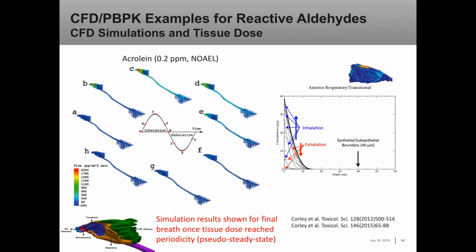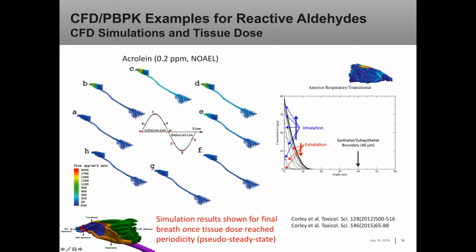For example, I'm showing here results from simulations of an acrolein exposure in a rat inhalation study. Over the course of the inhalation cycle, as you move through the inhalation phase and then exhalation, we can determine local tissue concentrations of these reactive aldehydes. In this case, we can look at how much area gets covered with the aldehyde compared to what's in the air concentration and what the tissue loading looks like.